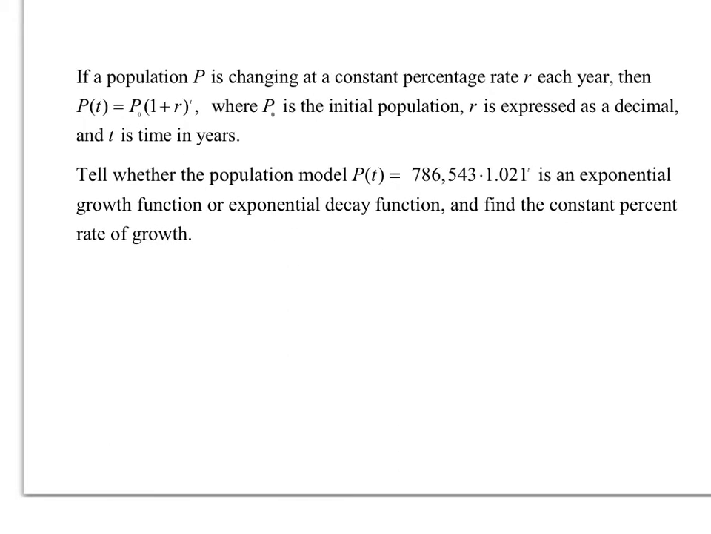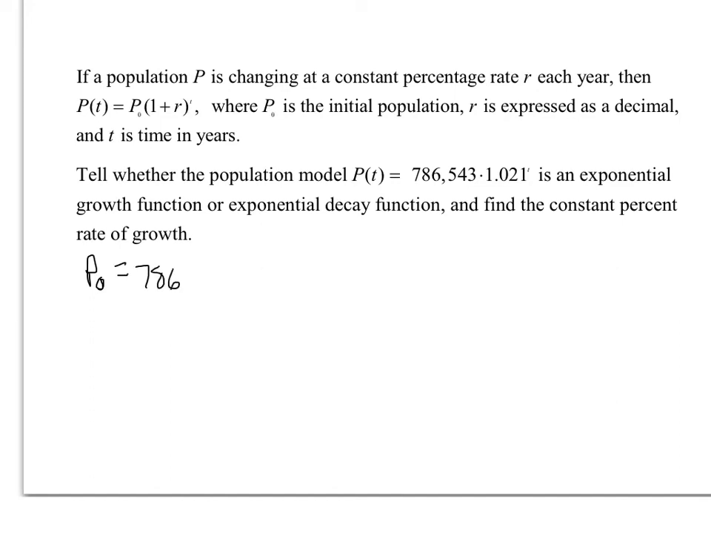If a population P is changing at a constant percentage rate R each year, then P of T equals P naught times 1 plus R to the T, where P naught is the initial population, R is expressed as a decimal, and T is time in years. Tell whether the population model P of T equals 786,543 times 1.021 to the T is an exponential growth function or exponential decay function, and find the constant percent rate of growth.